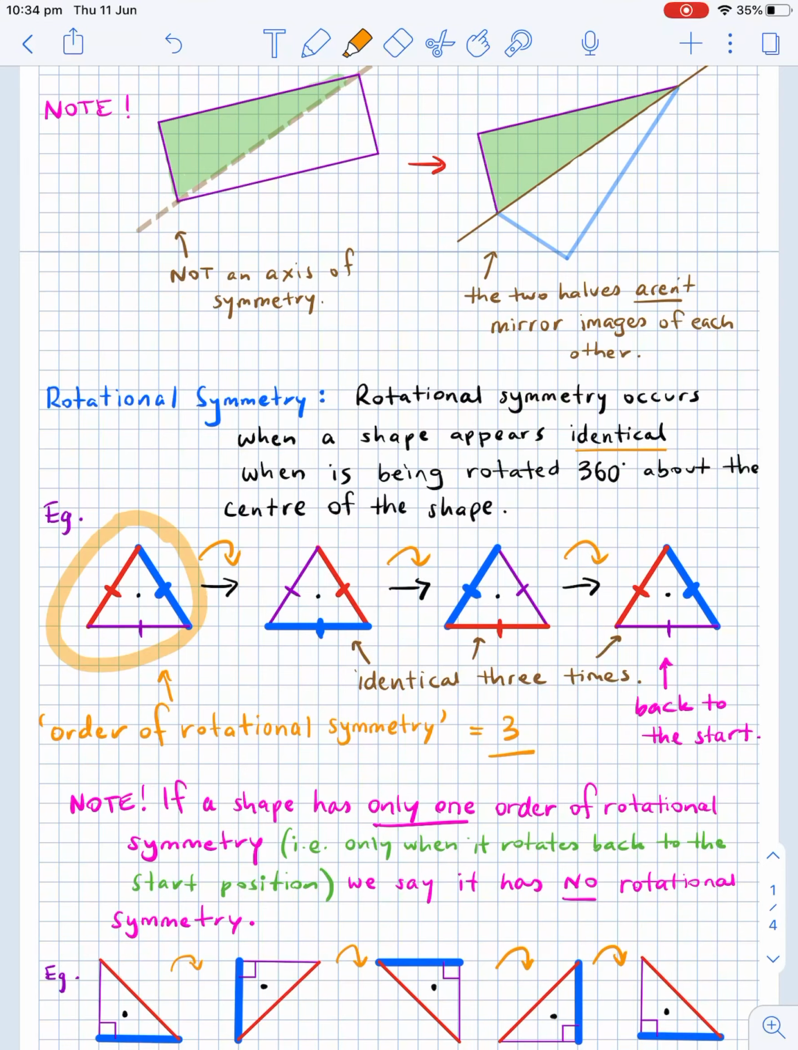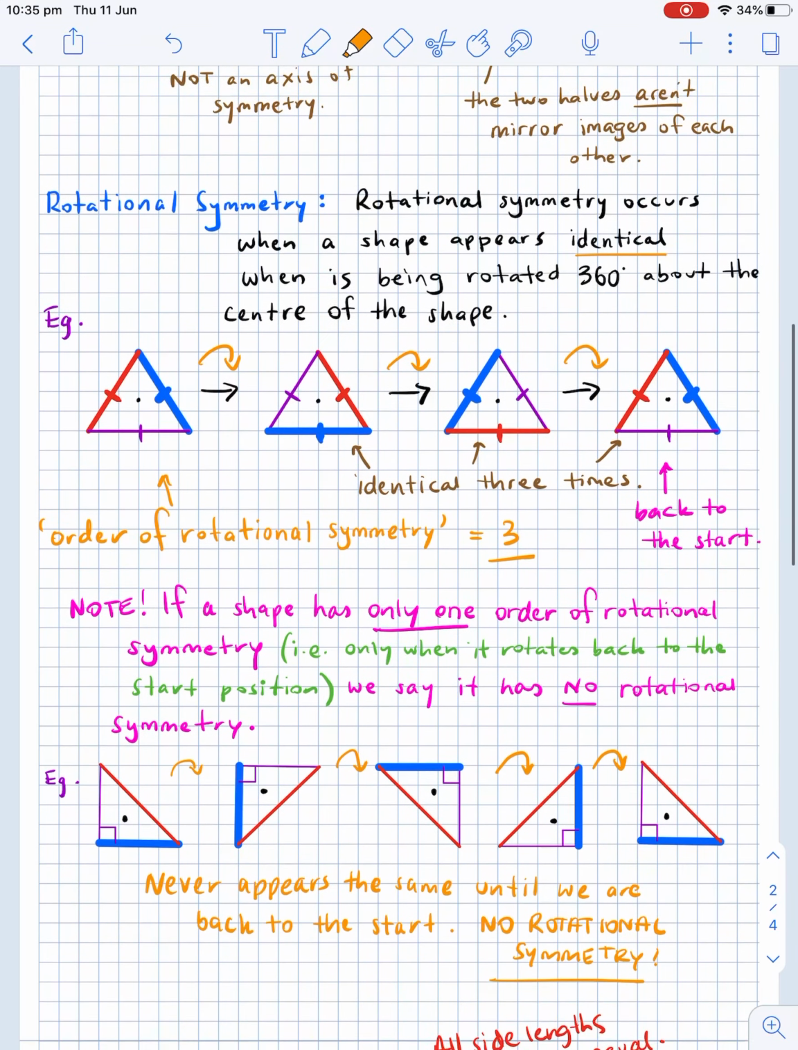So for example, if you look at this equilateral triangle, it can rotate to look like that, and then it'll rotate more to look like that, and then it'll rotate back to the start right here. So you can see this blue side is rotating as it goes along. Because it looks the same 3 times during that 360 degree rotation, it's identical 3 times, we say that the order of rotational symmetry is equal to 3.